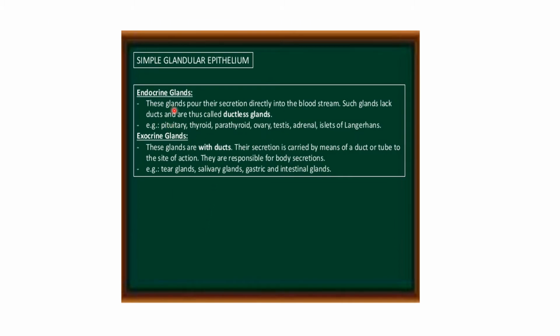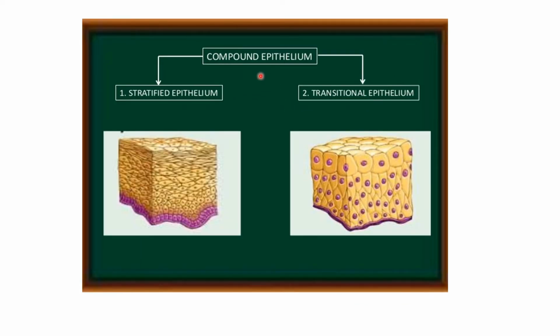So what are endocrine glands? Their secretions are directly poured into the blood. They are ductless glands. Examples are pituitary and thyroid. And exocrine glands means they have ducts, so the secretion is carried by a duct or tube. They are responsible for body secretions. Examples are tear gland, salivary gland, gastric gland, etc. Now the compound epithelium, which is of two types, that is stratified epithelium and transitional epithelium.